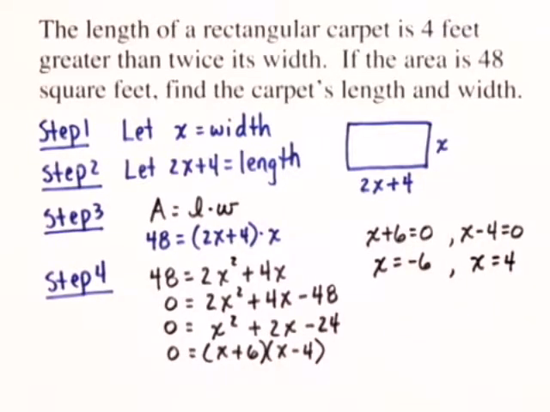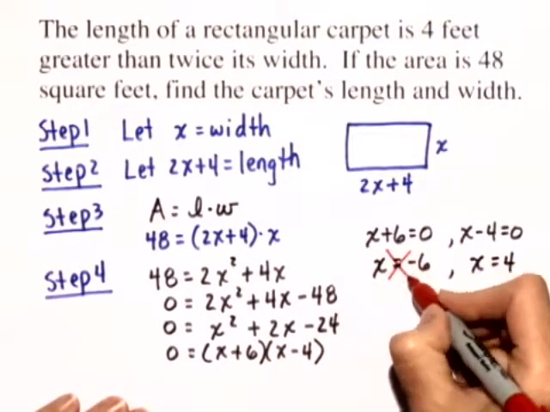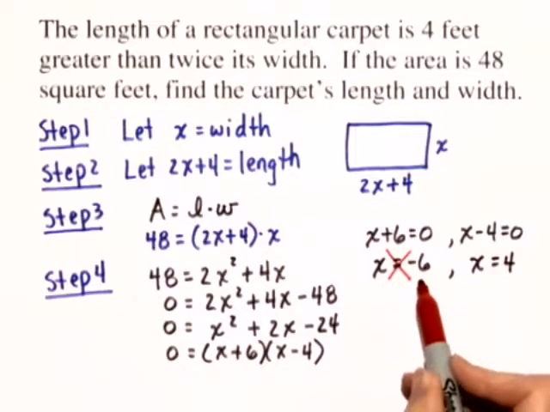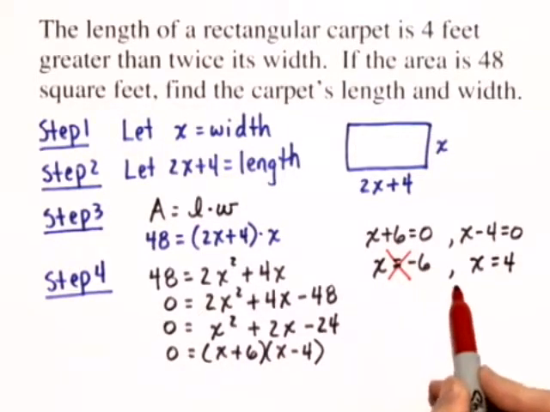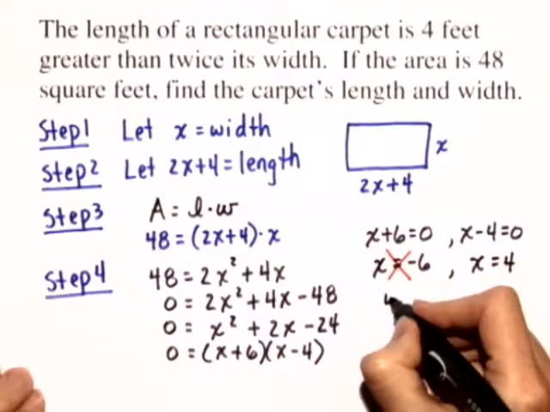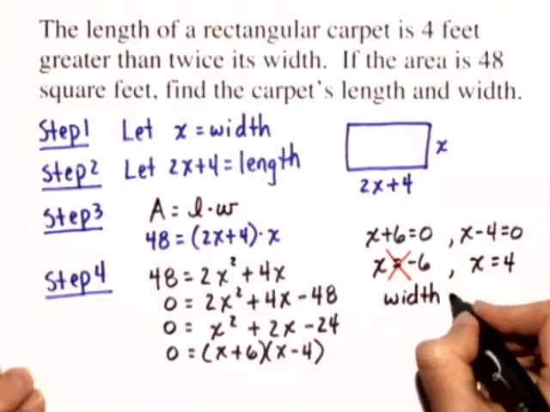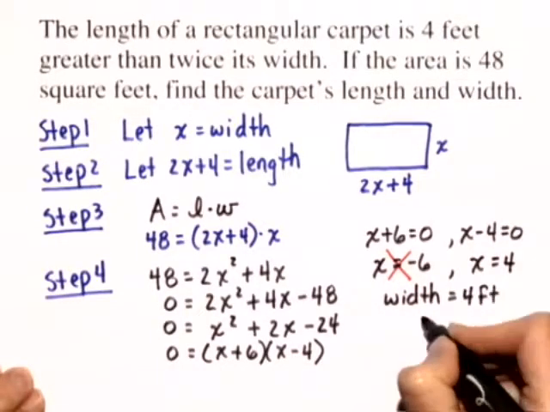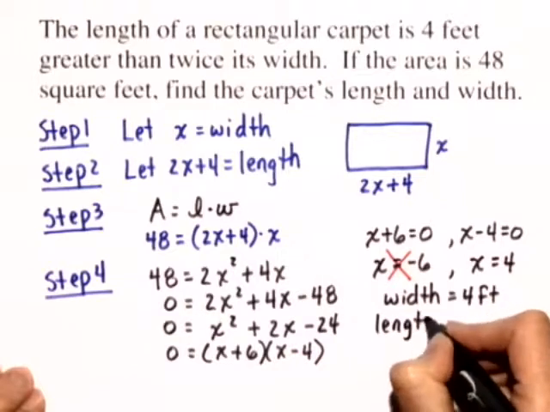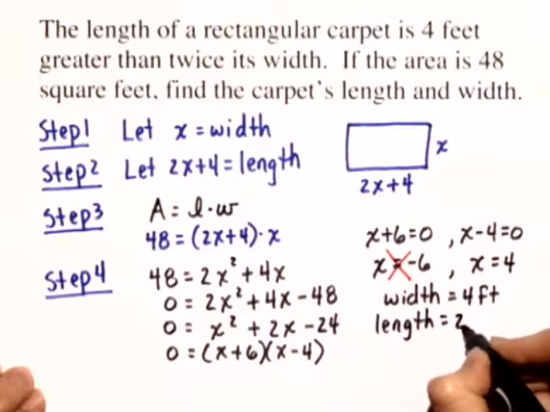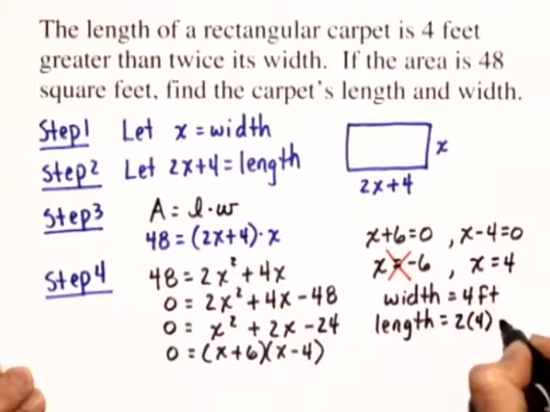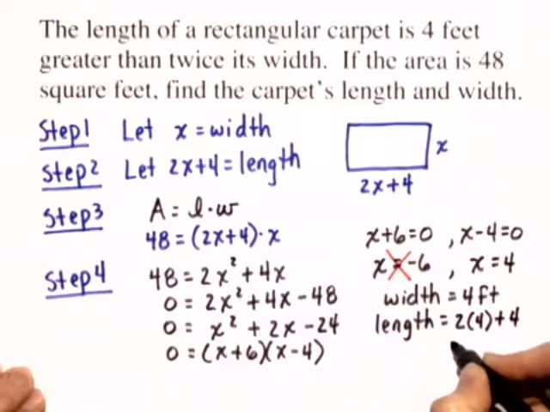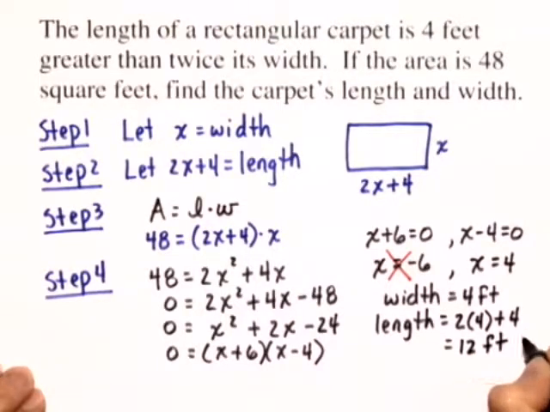But remember, x represents the width of a rectangle, so x equals negative 6 cannot be a possible solution since the width of any rectangle cannot be negative. So x equals 4 is going to be the width of our rectangle. So we can say that the width is equal to 4 feet, and the length is equal to 2 times x plus 4, so 2 times 4 plus 4. So in this case, the length is equal to 8 plus 4, or 12 feet.